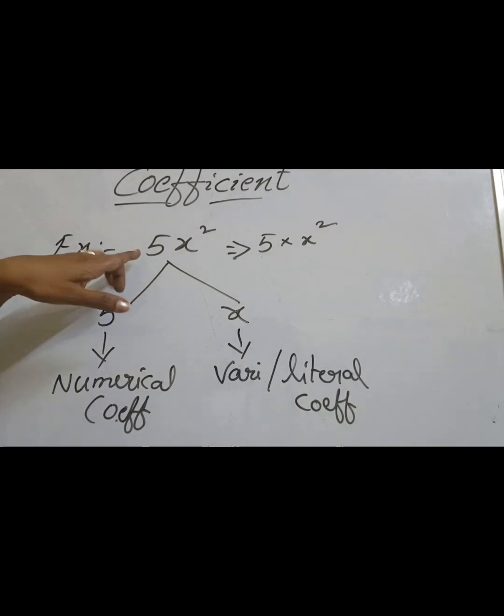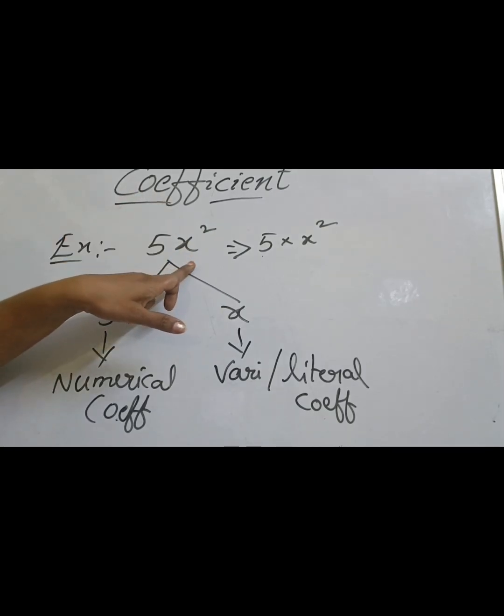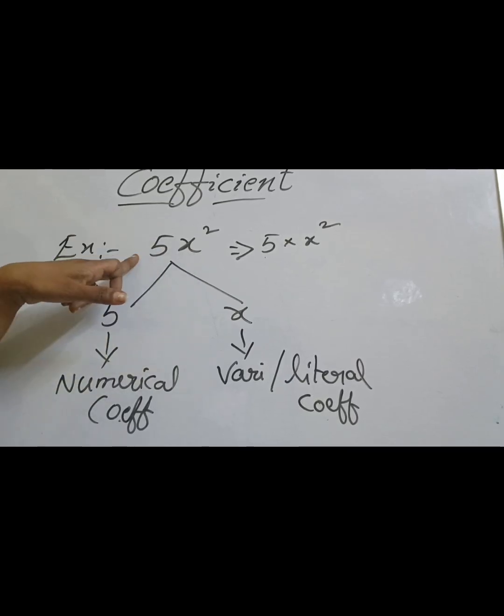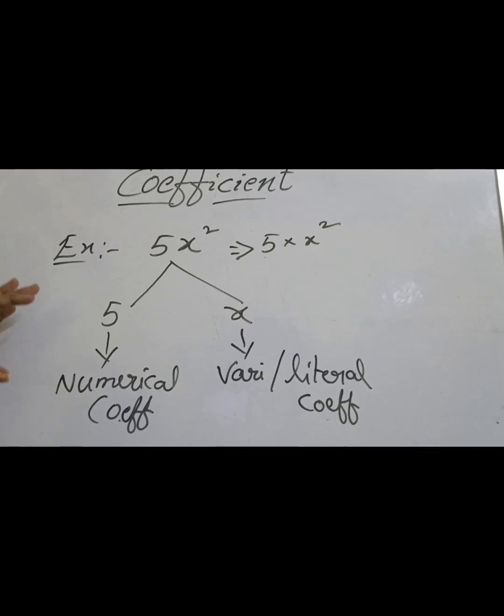Yes, so in this term, 5 is a coefficient of x square and x square is also a coefficient of 5. X square is not only a coefficient, we can also say it is a literal coefficient. Literal is nothing but the variable only, children. Clear? Yes, this is about the coefficient. Clear, everyone? Yes.